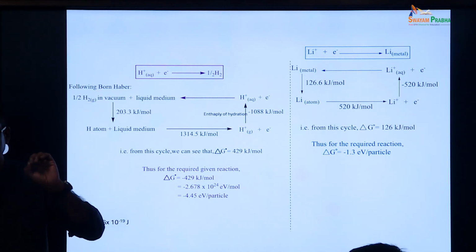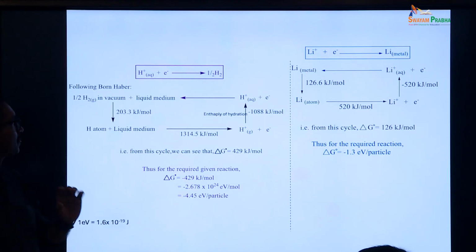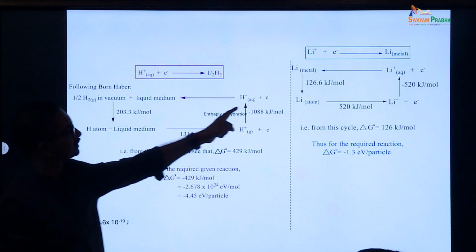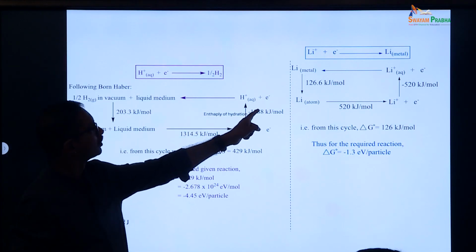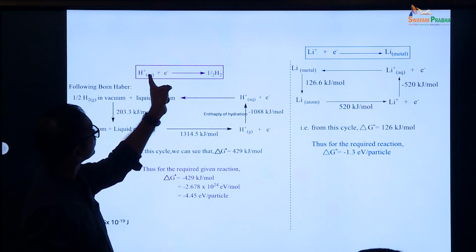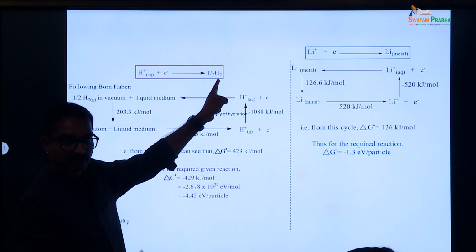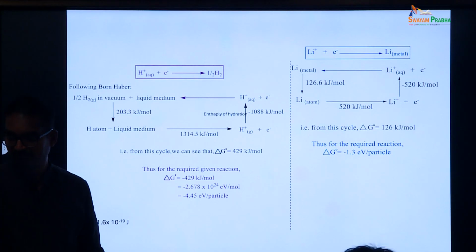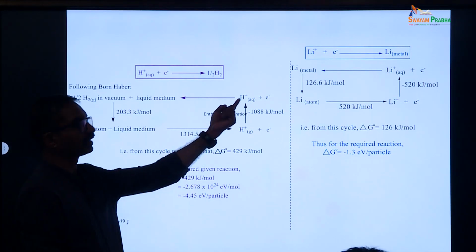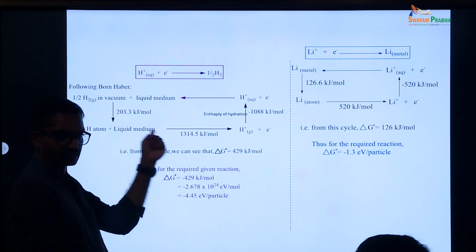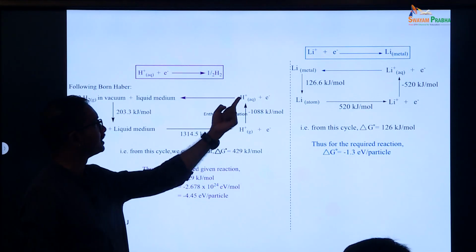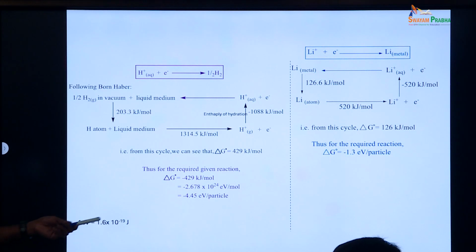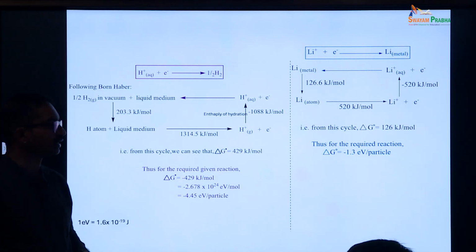I have got about minus 429 kilojoule per mole, okay, per mole of proton. Now I know the conversion between the electron volt to joule, so I can use that in place of kilojoule. Then I get minus 4.45 electron volt per H plus particle. Correct? No? It's purely thermodynamics. There is no electrochemistry here. Right? Now let us do the same exercise for lithium.